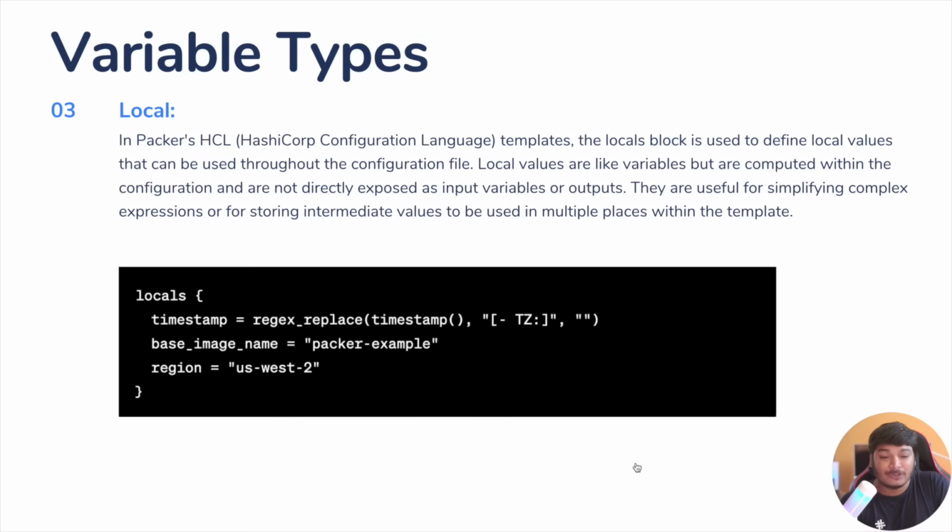Okay, and they're useful for simplifying complex expressions or for storing intermediate values, which are the computed values, to be used in multiple places within the same template. Okay, for those reasons we use locals. For example, you can see we can define this timestamp, with regex_replace, if you want to store that timestamp, and we use the timestamp to generate unique images. Okay, that I'll show you within a few minutes. Then region, let's say any intermediate temporary variables.